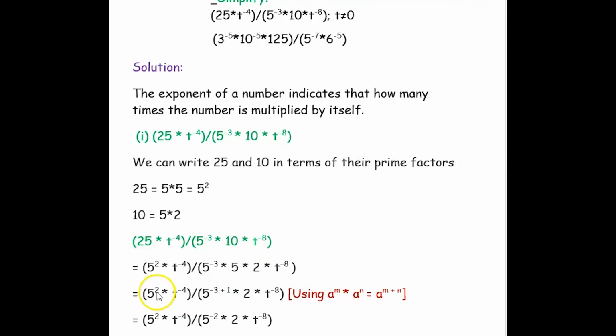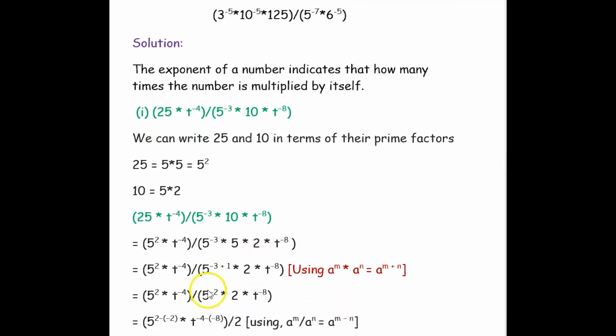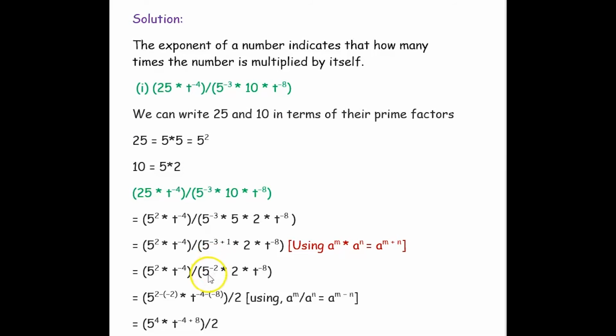So now 5 square into t raised to the power negative 4 divided by, so here 5 is nothing but 5 raised to the power 1. So a raised to the power m into a raised to the power n, we know that it is a raised to the power m plus n. So here it is 5 raised to the power negative 3 plus 1. So negative 3 plus 1 will be negative 2. So the equation becomes 5 raised to the power 2 into t raised to the power minus 4 divided by 5 raised to the power negative 2 into t raised to the power negative 8.